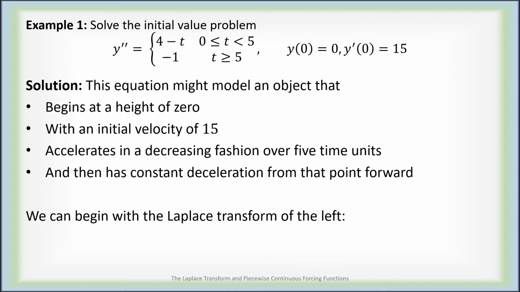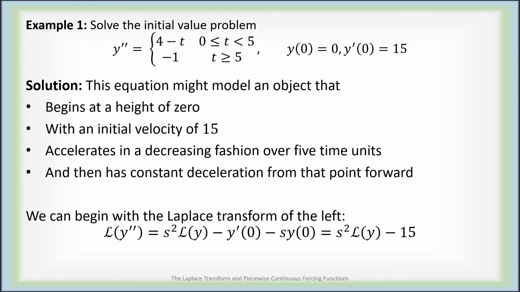What we do is we begin by taking a Laplace transform of the left side, just y double prime. This is pretty straightforward. We've done it many times by now. The Laplace transform of y double prime is s squared times the Laplace transform of y, minus y prime of 0, minus s times y of 0. And using our initial conditions, this is just s squared times the Laplace transform of y, minus 15.